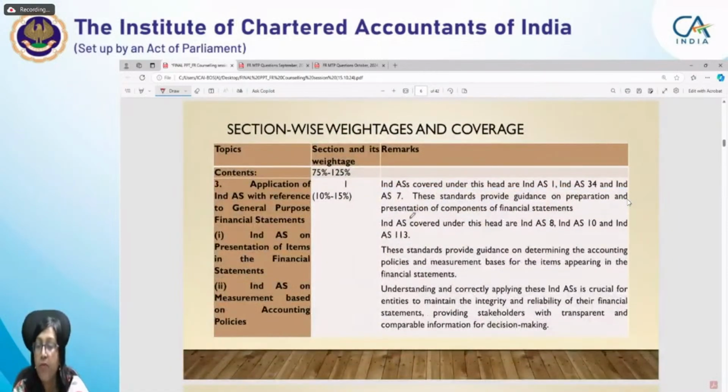Now three more standards covered in this Section 1 are Ind AS 8, 10 and 113. Definitely questions will be here, but not for 10 marks. It will be a maximum of 6 or 7 marks. So Ind AS 8, 10 and 113 also fall under Section 1.